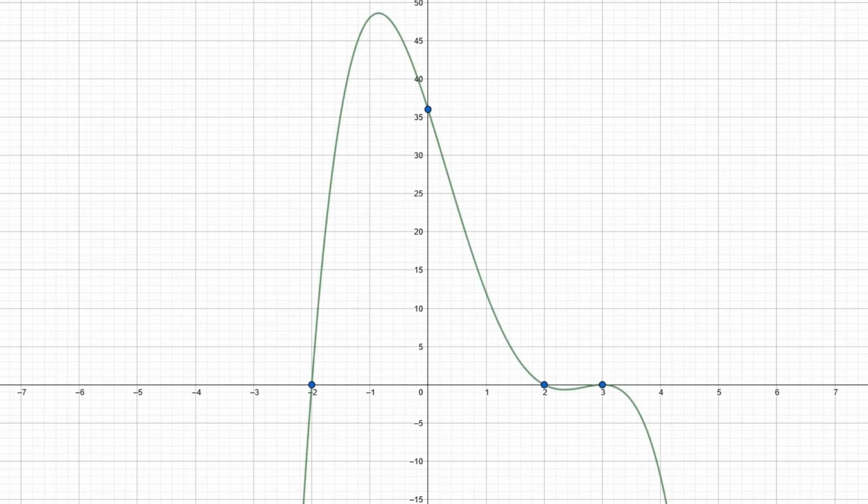We have our intersection points, and because of our understanding of where the curve starts and finishes, it must have this shape. Let's look at one of the very interesting features of this. Our intersection point at -2, 0 is where the curve just cuts through the axis. Our intersection point at 2, 0 again has the curve cutting through the axis. But our intersection point at 3, 0 is where the curve just touches the axis. This is because x equals 3 was a repeated root.